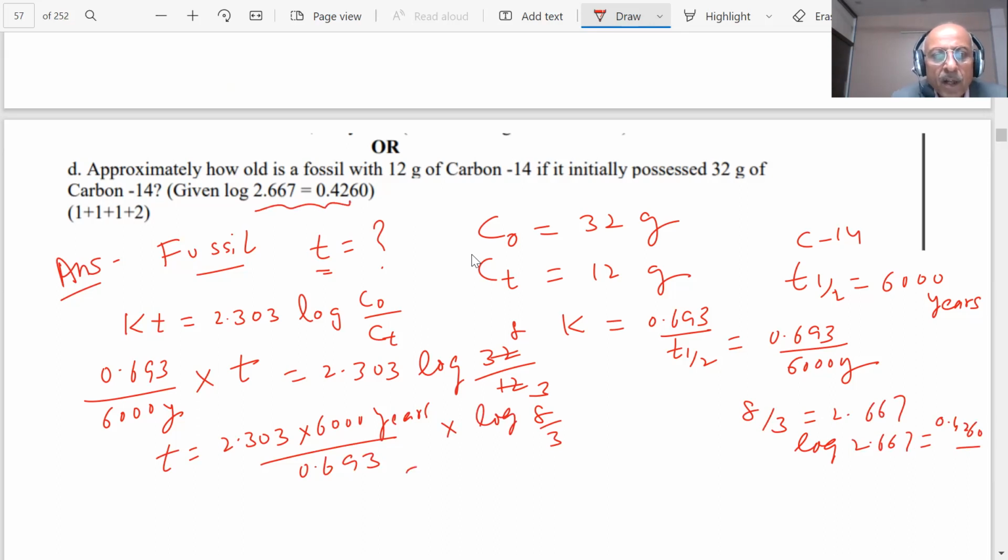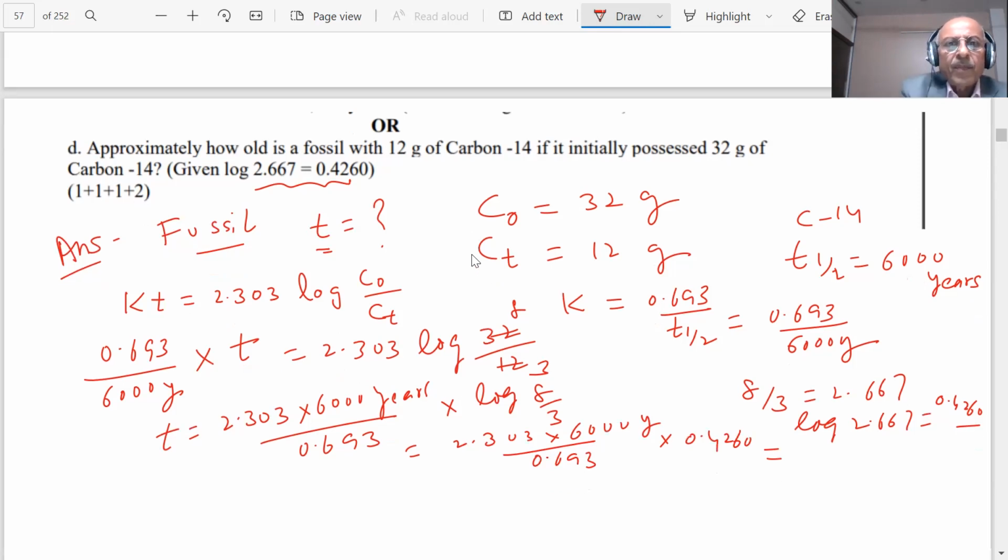Substitute it here. So 2.303, 6,000 years, divided by 0.693 into log of 8/3, which is 0.4260. So you can do the calculation, student, whatever answer you will get. And let us see the answer given by the CBSE.